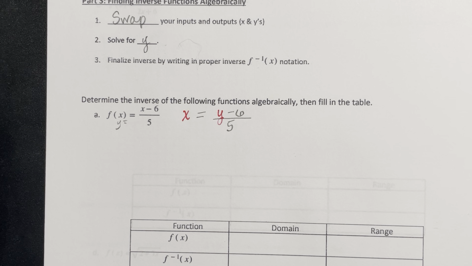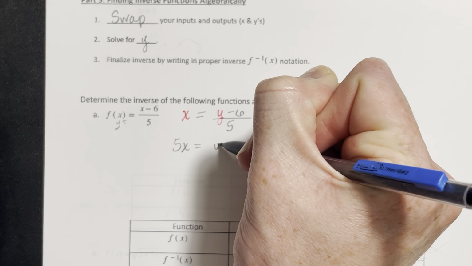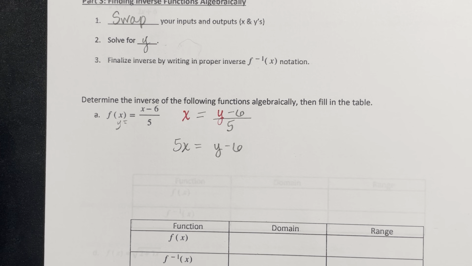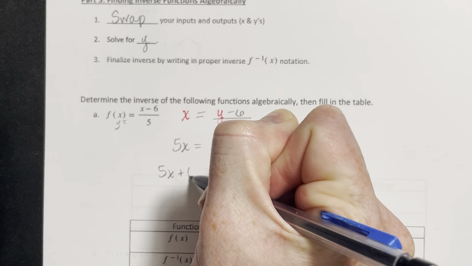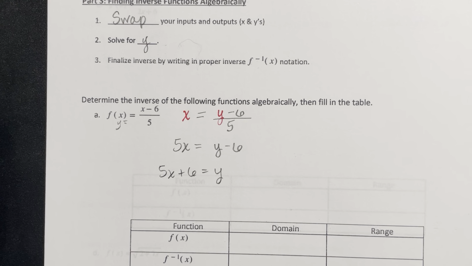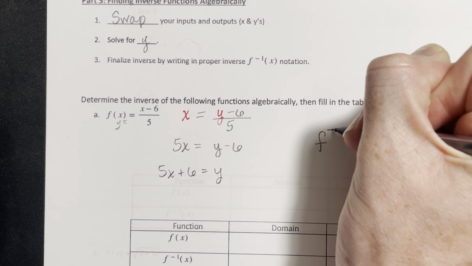We use our regular inverse operations to solve for y. So I want to undo the division. We're going to undo dividing by 5 by multiplying both sides by 5. That leaves me with 5x equals y minus 6. We can add the 6 over, so 5x plus 6 is equal to y. That has solved for y. Now we just need to write this in our function notation. This was f inverse of x is equal to 5x plus 6.